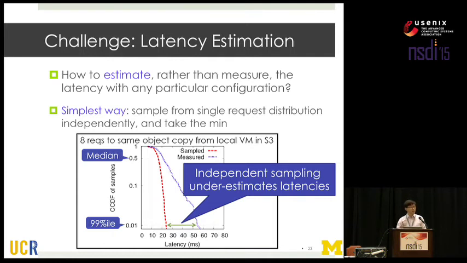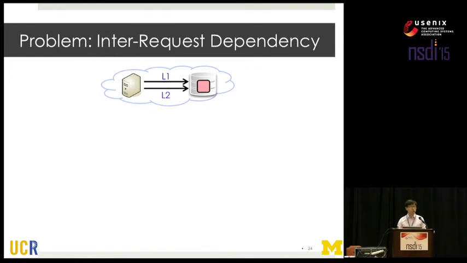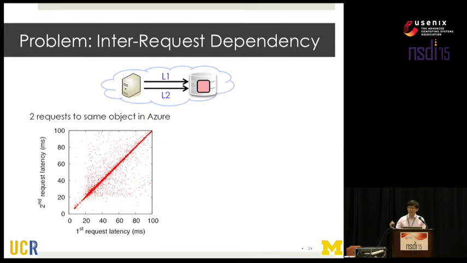So to find out, we did the following experiments. We set up VMs in cloud data centers, and we issue 2 concurrent requests to the same copy of objects in the local storage service. The graph here shows the scatter plot from one of the Azure data centers. The x-axis and the y-axis are just the absolute latency of the 2 concurrent requests. And as we can see, the concurrent requests are highly correlated.